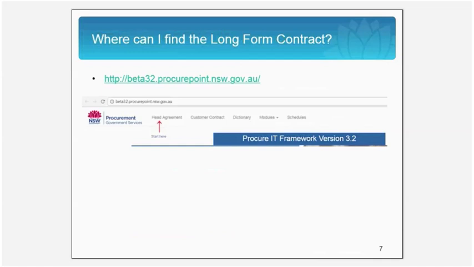The latest and greatest version of Procure IT, which is Procure IT version 3.2, went live on the 1st of July 2017 and became mandatory as of the 1st of September 2017. Please note, this webinar will not address the changes brought by version 3.2.